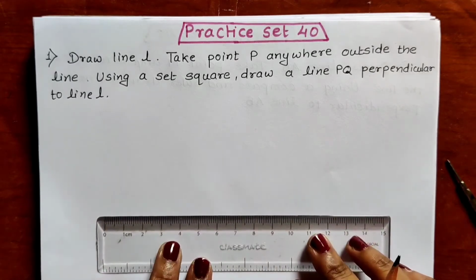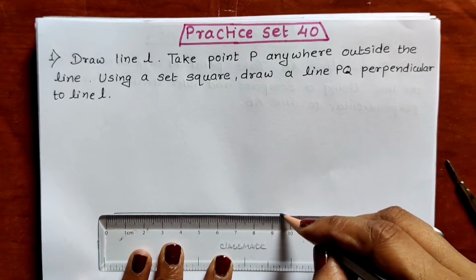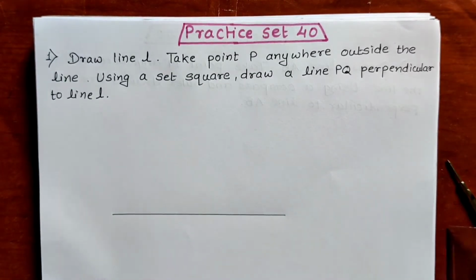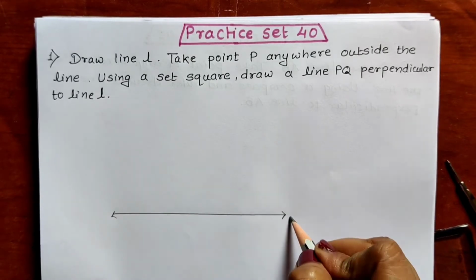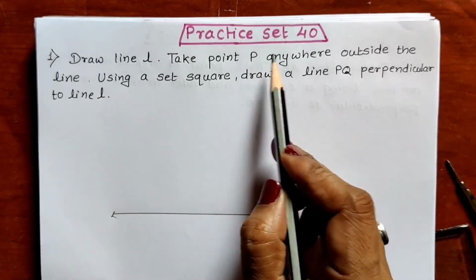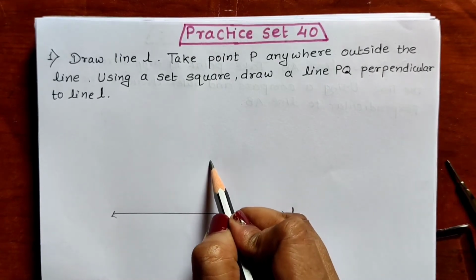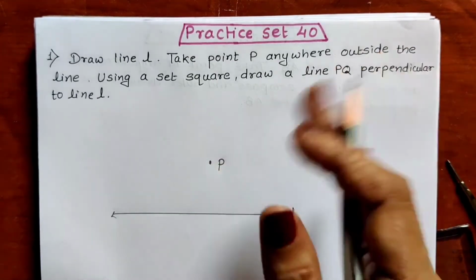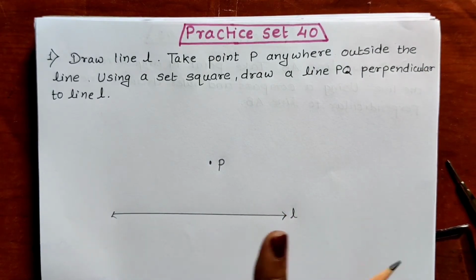Let us first draw any line L. Here I have drawn line L, and we have to take point P anywhere outside. So somewhere here I can take point P outside. Okay, it should be outside the line. It should not be on the line. You should not take it on the line.